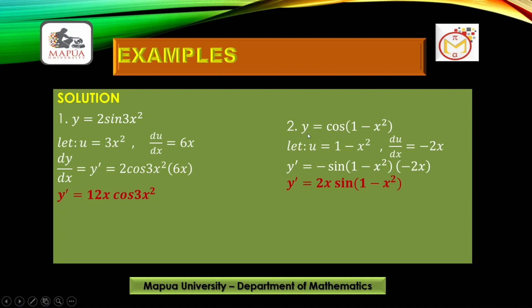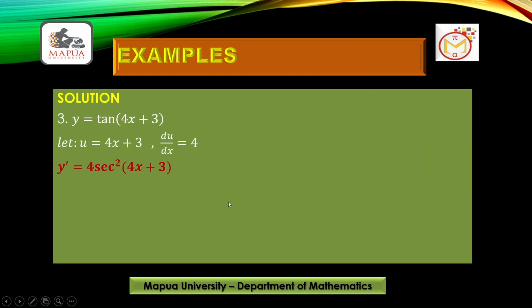For number 2, we have y equal to cosine of 1 minus x squared. So our u, the angle measurement, is 1 minus x squared. Since we need to multiply by du, we find the derivative of u first with respect to x. The derivative is negative 2x. Then the derivative of y, which is y prime, is negative sine of 1 minus x squared times the du, negative 2x. Simplifying, negative 2x times negative is positive 2x, and then sine of 1 minus x squared.